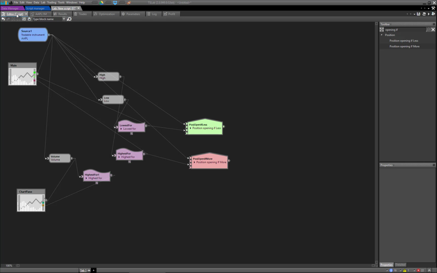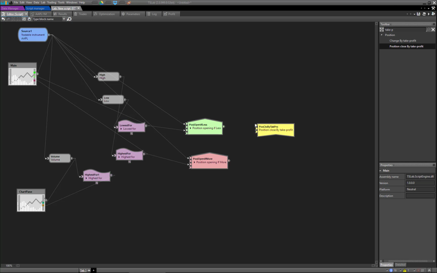We also need to close our positions. Opening itself is not enough for our trading logic. Opening itself doesn't build any trading logic. We need to add position closing blocks. I'm going to use close by take profit.